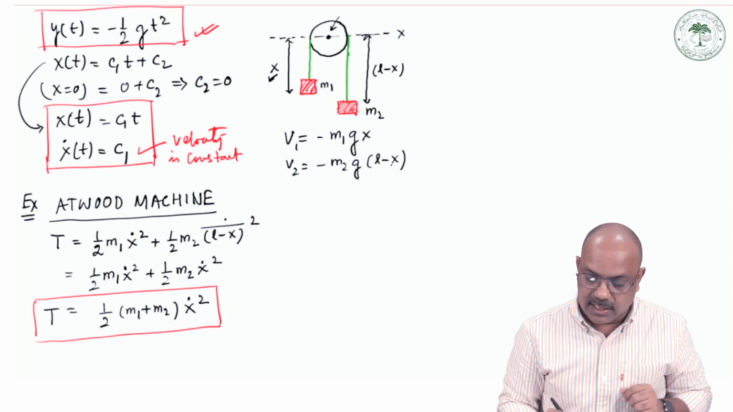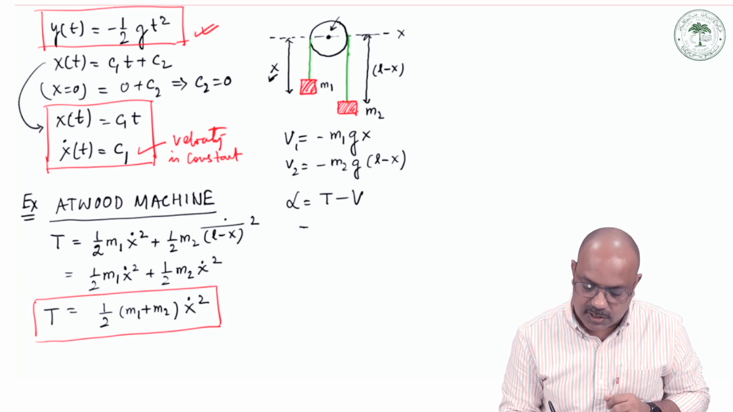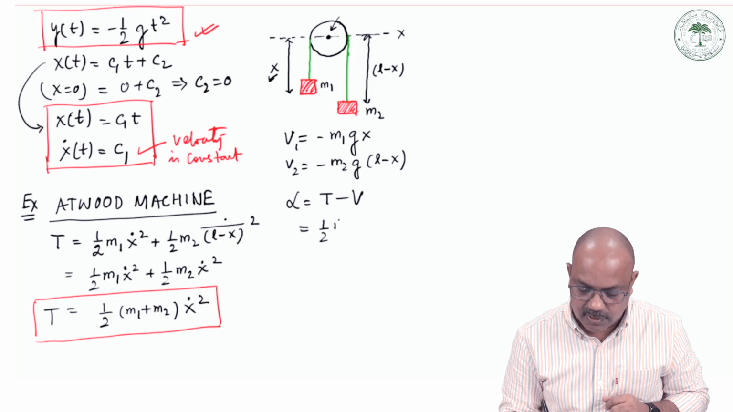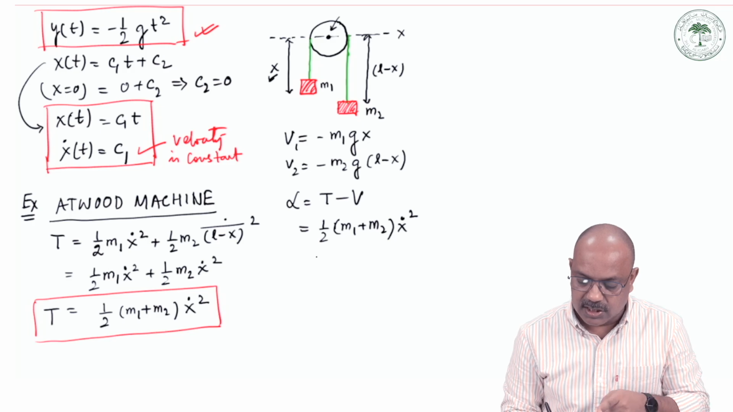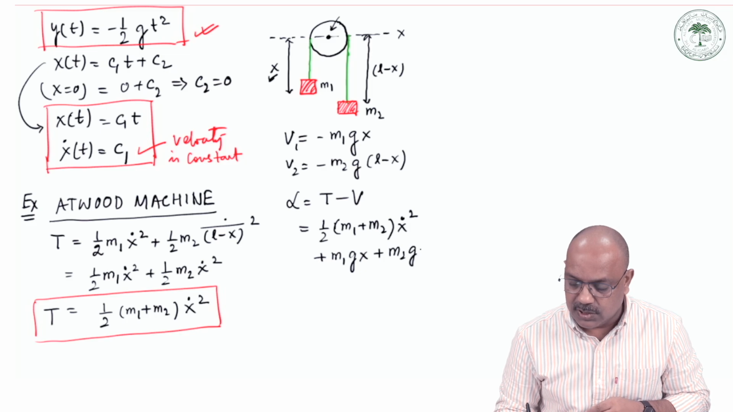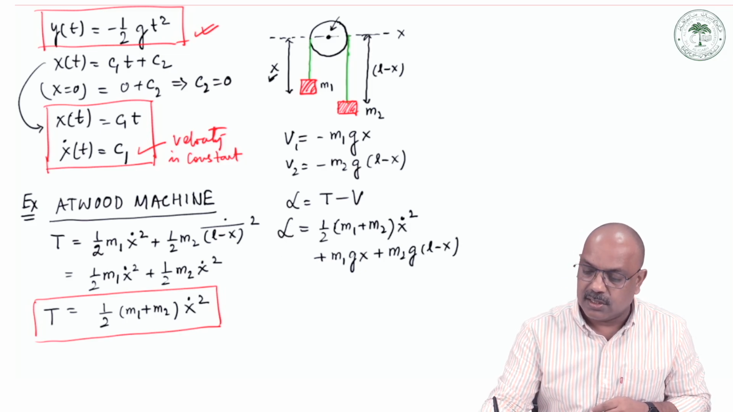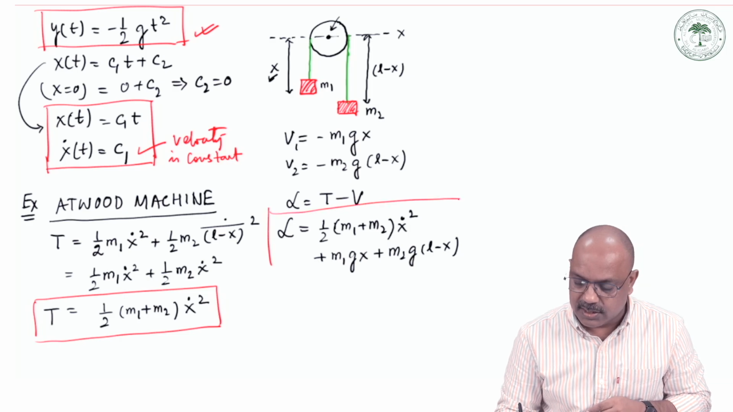So I can write the Lagrangian now. This is T minus V, so this is going to be half (m1 plus m2) x dot square, plus m1 g x, plus m2 g (L minus x). This is my Lagrangian for this Atwood machine.